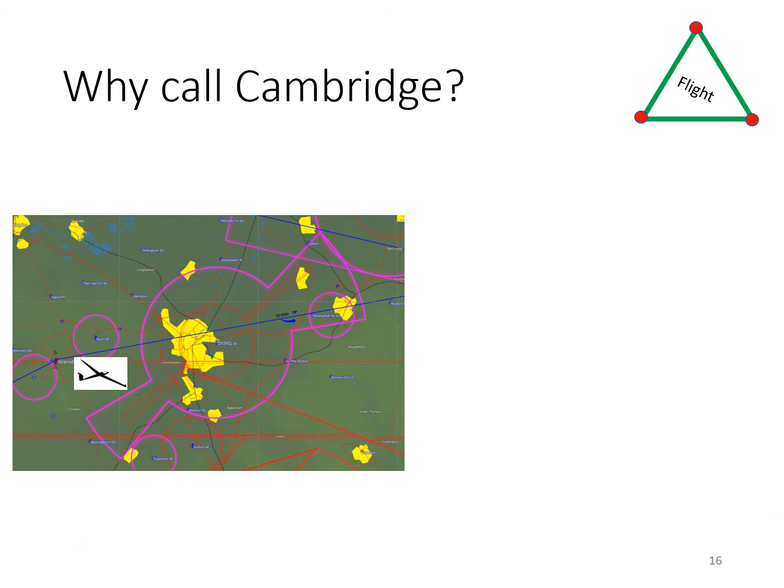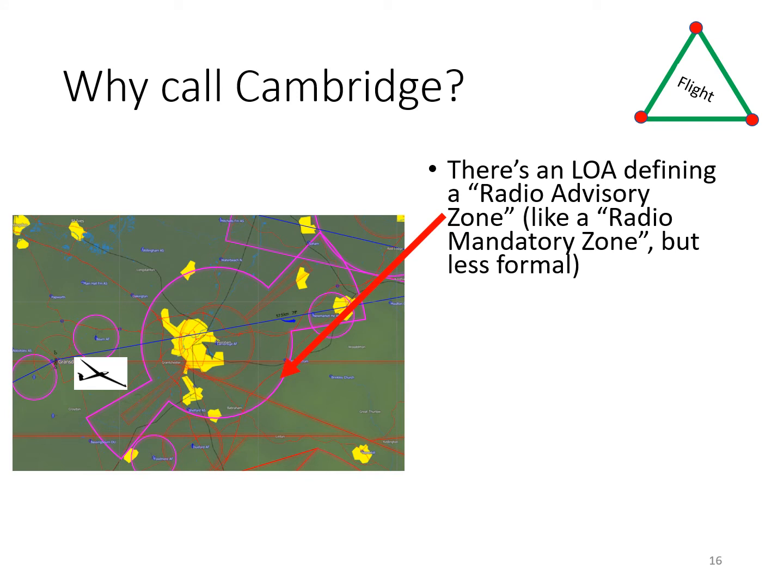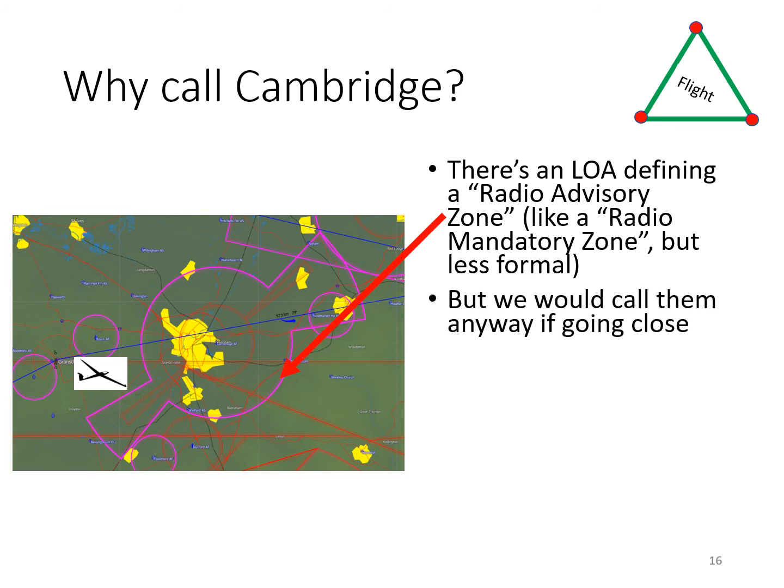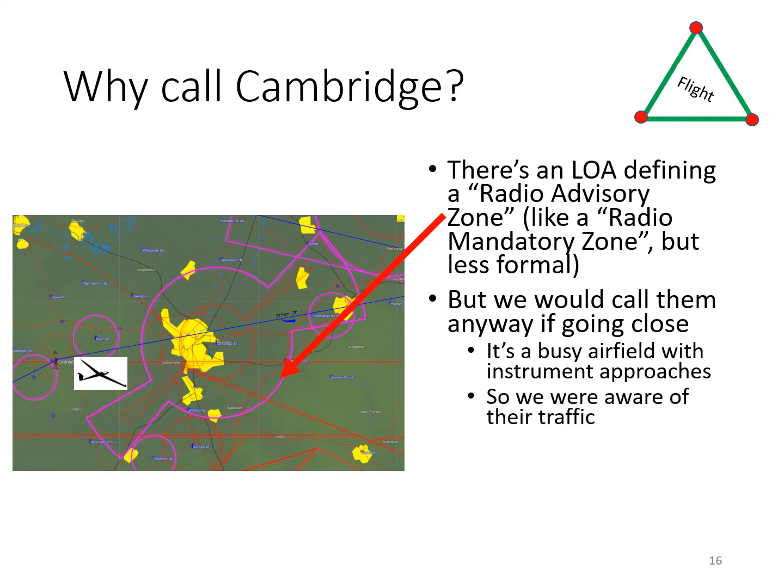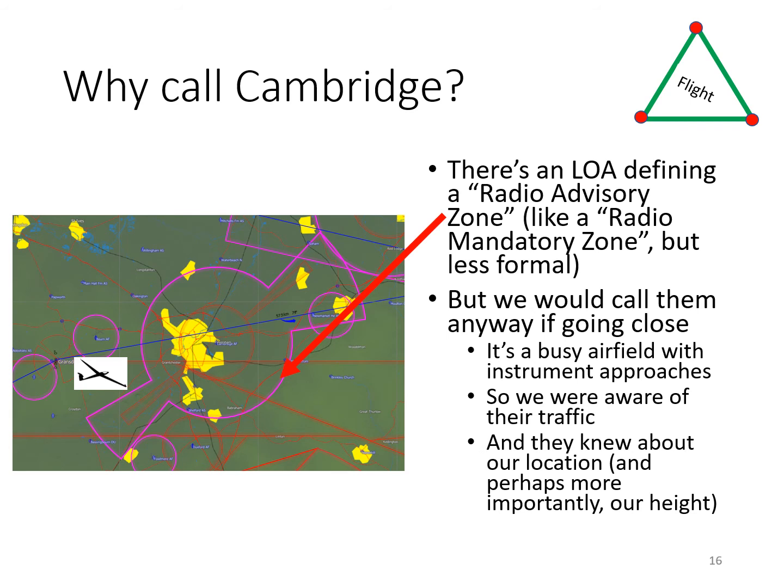So why call Cambridge at all? As it happens, there's a letter of agreement in existence with Cambridge defining a roughly MATS-sized zone in which we've agreed to do our best to call them. It's not a formal piece of airspace, but it's in the gliding airspace files and we encourage everybody to do it. But we would call them in any case. It's a busy airfield with instrument approaches and we want to be aware of their traffic. We want them to know where we are, and in particular we want them to know how high we are.